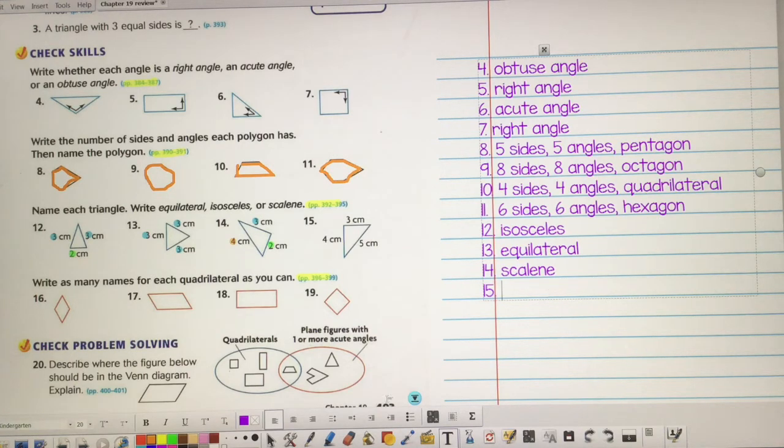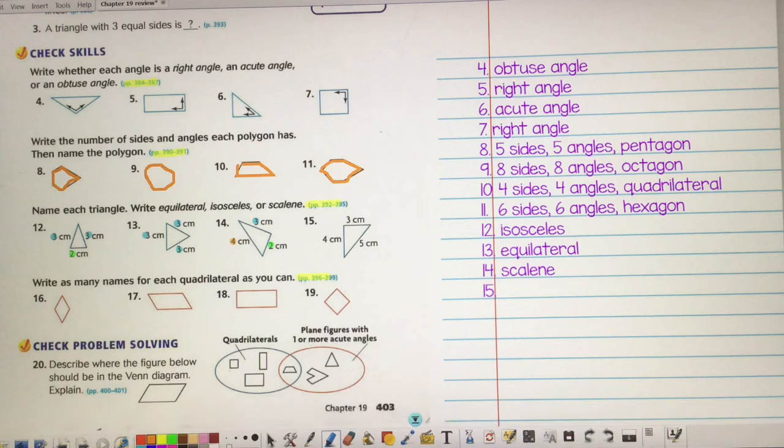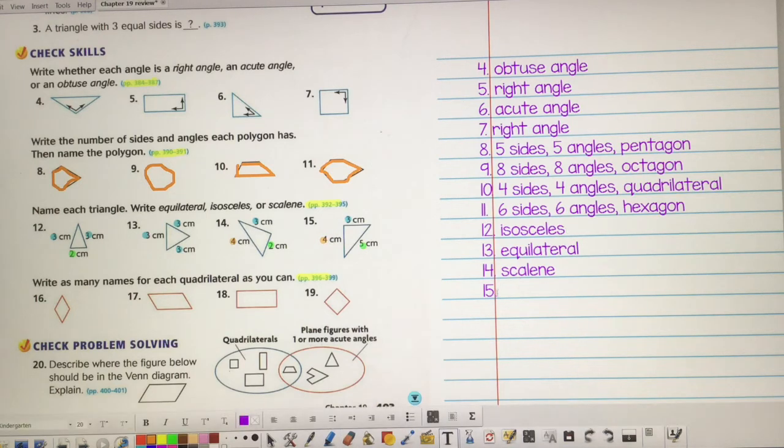And then number 15, same thing here. Let's go back through and use our colors. I have a 3 centimeter, I have a 5 centimeter, that's going to be a different color, and then I have a 4 centimeter, and that's going to be a different color. So I have 3 sides of different length, which makes it a scalene triangle.